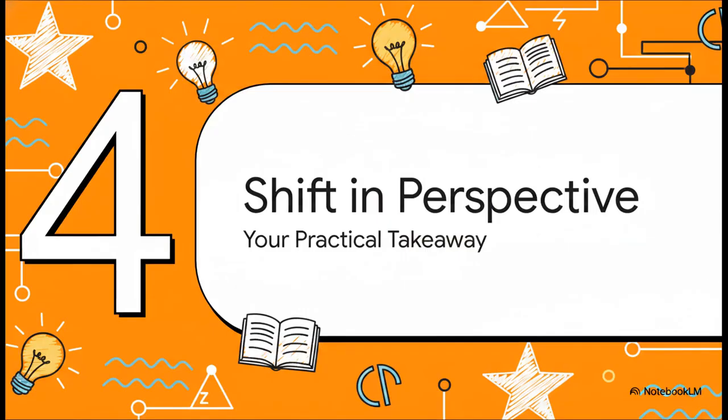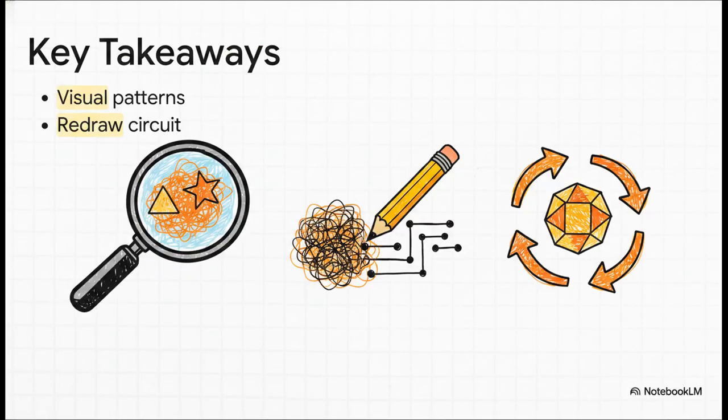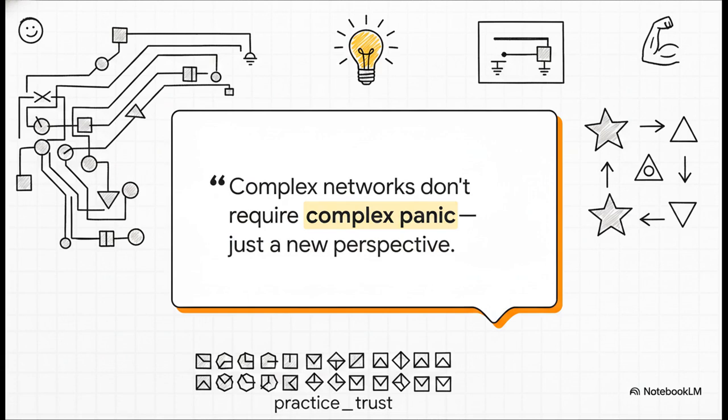Section 4. A shift in perspective, your practical takeaway. As we wrap up this study session, let's look at a few low-pressure takeaways to carry into your next assignment. First, always focus on the visual pattern of the transformation, adjacent times adjacent over the total sum, rather than memorizing letters that change from textbook to textbook. Second, never hesitate to completely redraw the circuit when you hit a dead end. Seeing it cleanly on the page works absolute wonders for your brain. And most importantly, if standard rules fail, take a breath and simply look for a way to shift your perspective. Complex networks don't require complex panic, just a new perspective. It's an incredibly empowering way to approach problem solving.